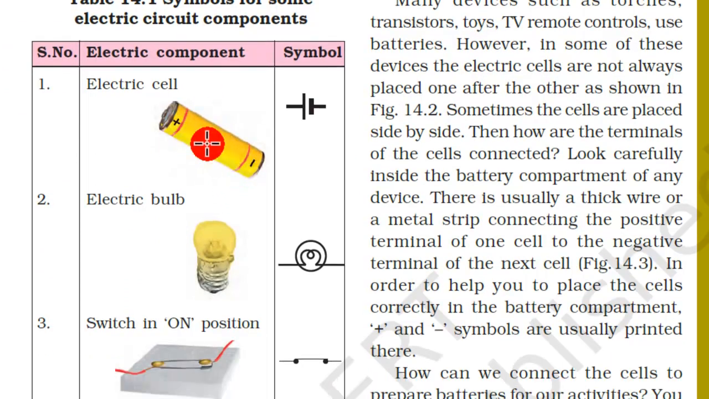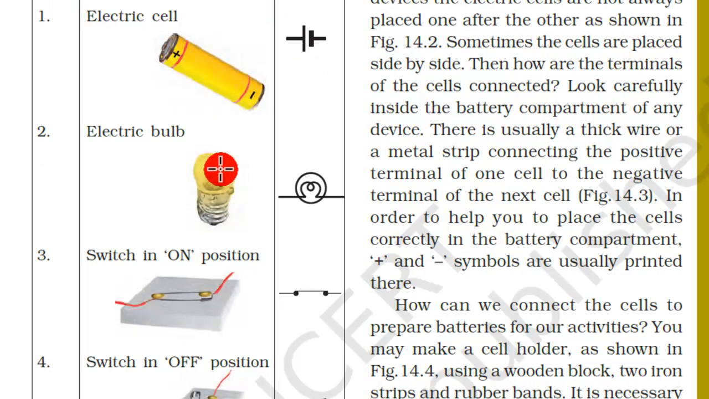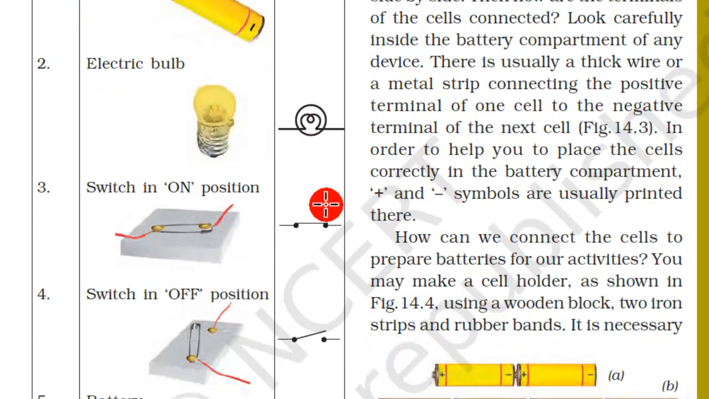This is the electric cell, and the symbol of the electric cell is this one with a longer line and a shorter line. The longer line represents the positive terminal of the cell, and the smaller one represents the negative terminal of the cell. This is the electric bulb, and this is the symbol of the electric bulb.